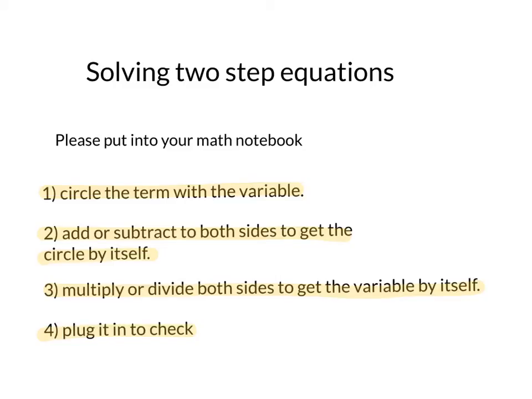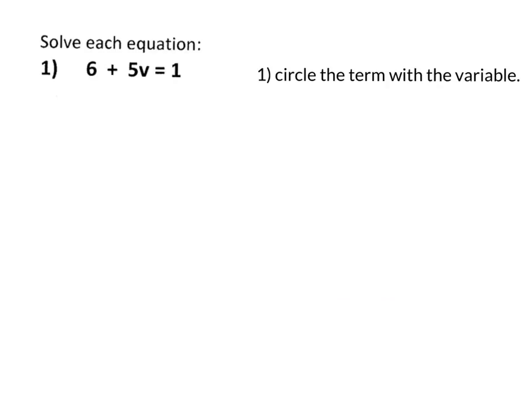The steps are: circle the term with the variable, add or subtract to both sides to get the circle by itself, multiply or divide both sides to get the variable by itself, and then plug it in to check. Those are the steps. Please put those in your notebook. So pause the video now.